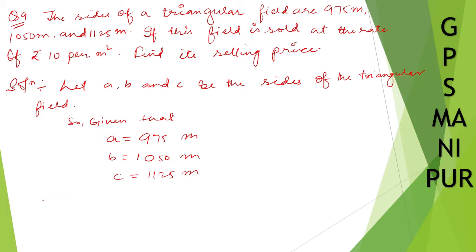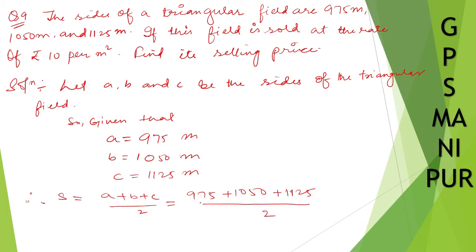So now, area. In order to find area, we need to find S. S will be A plus B plus C divided by 2, which is 975 plus 1050 plus 1125 divided by 2. If you add 975 and 1125, it will make 2100. Plus 1050, it will be 3150 divided by 2. Okay, it is correct. So now let us divide by 2.